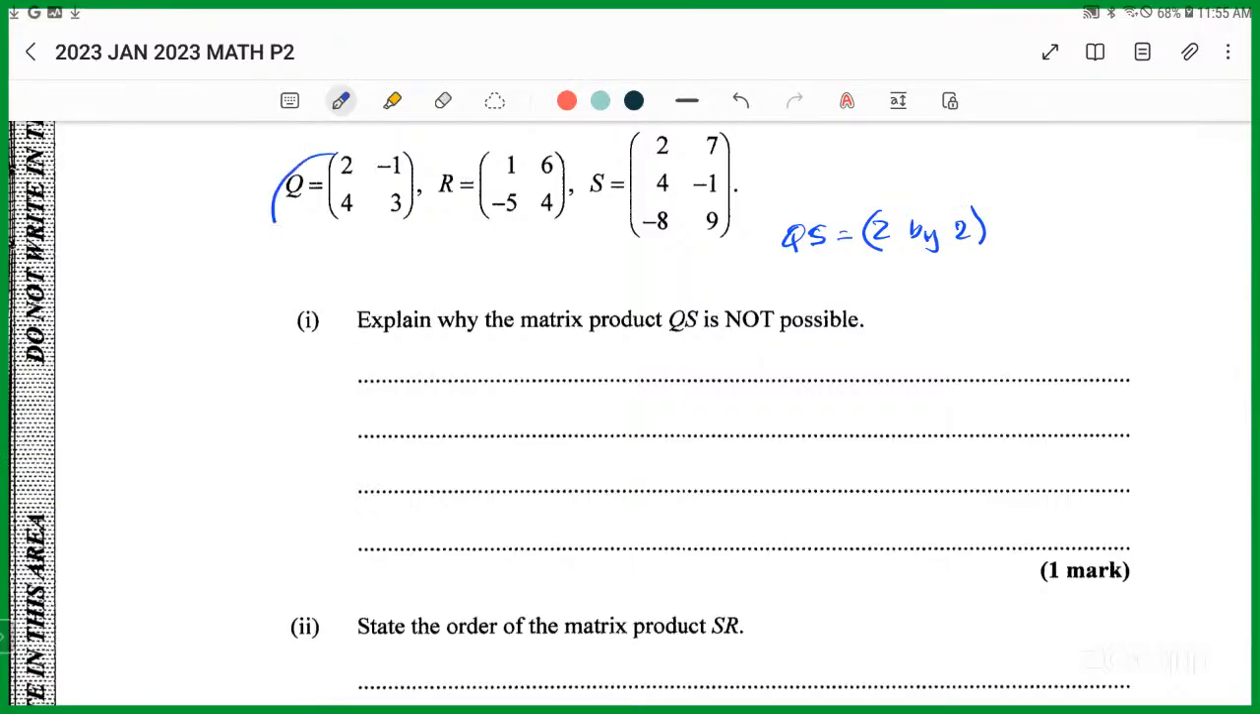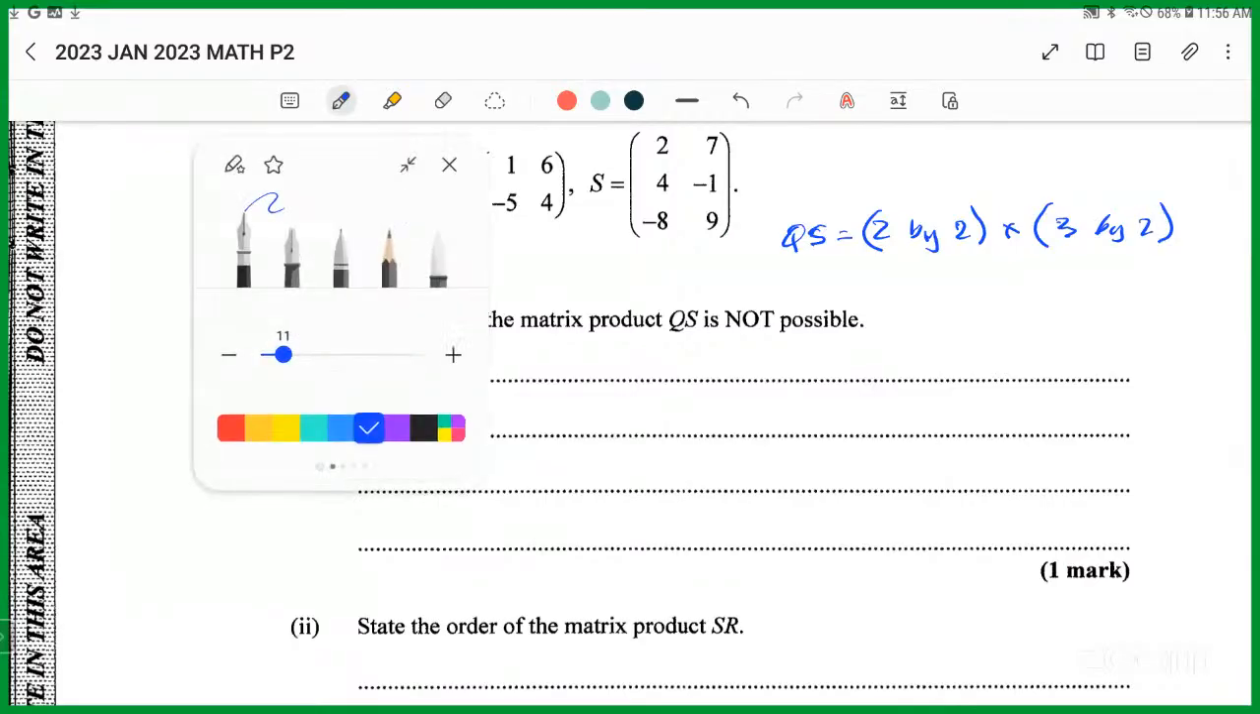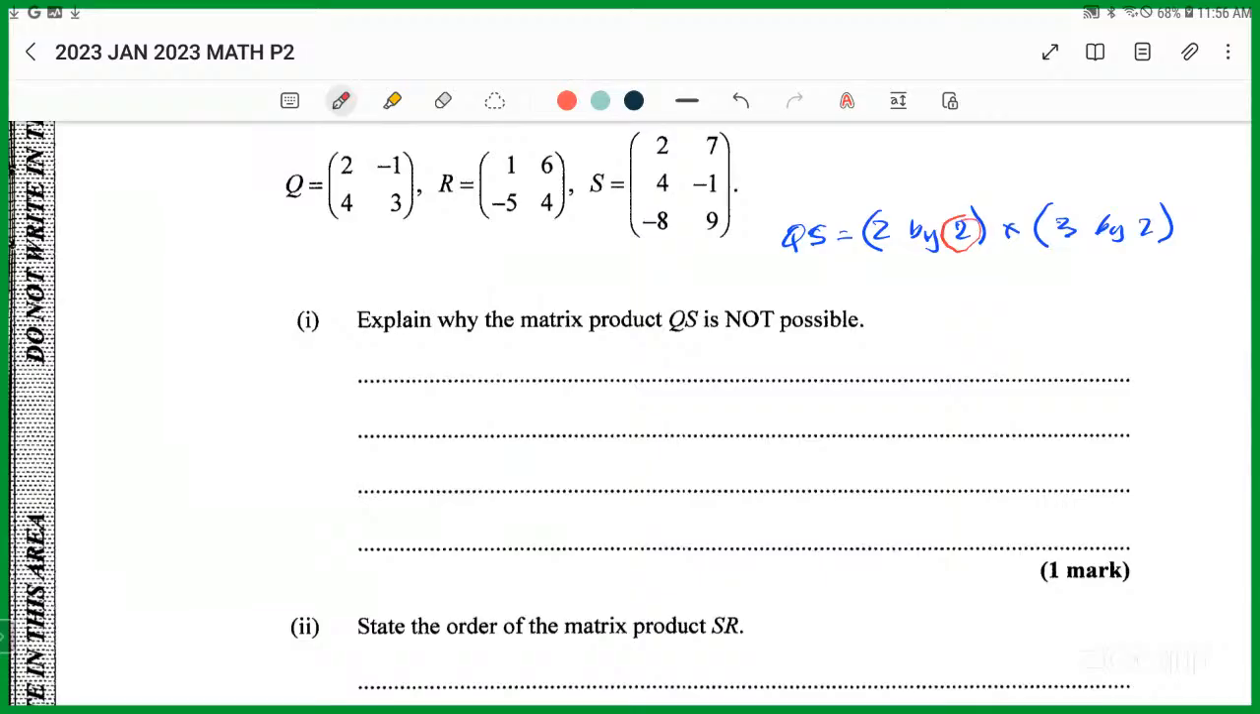That's what Q is, times a 3 by 2. Now, because the number of columns in the first matrix is 2, but the number of rows in the second matrix is 3, they are not equal. That's why it is not possible. For it to be possible, they have to be equal. The number of columns in the first matrix must equal the number of rows in the second matrix. In that case, they are said to be conformable. These two are not. You have to write that.